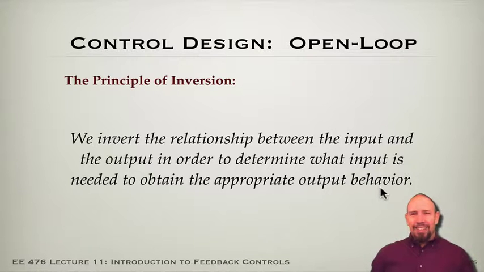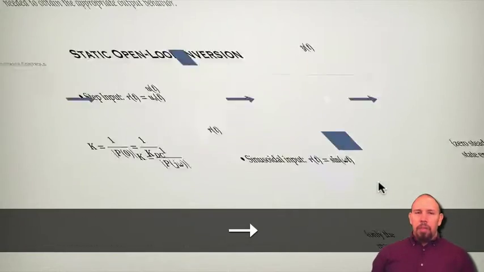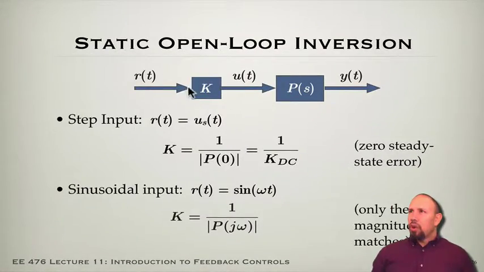Did you get all that? So we invert the relationship between the input and output in order to determine what input is needed to obtain the appropriate behavior. For a static open loop controller, here's our system. We have a gain, and all we do is cascade that gain with the system, and that is how we choose our gain. We choose our gain so that the DC gain of this entire system equals 1. So we choose the gain K to be 1 over the DC gain of the system, which is 1 over the transfer function evaluated at 0.